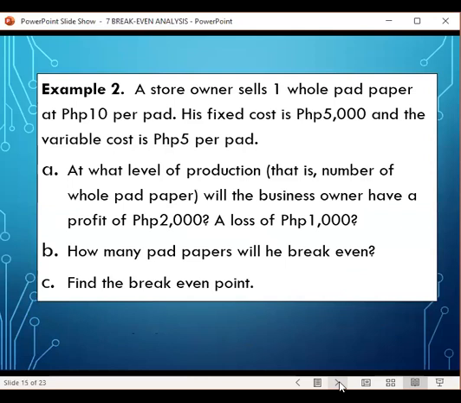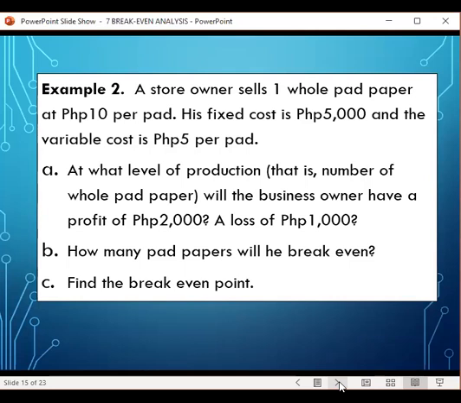Okay, let's proceed with another example. A store owner sells one whole pad paper at 10 pesos per pad. The fixed cost is 5,000 pesos and the variable cost is 5 pesos per pad. At what level of production, that is the number of whole pads, will the business owner have a profit of 2,000 pesos or a loss of 1,000 pesos?